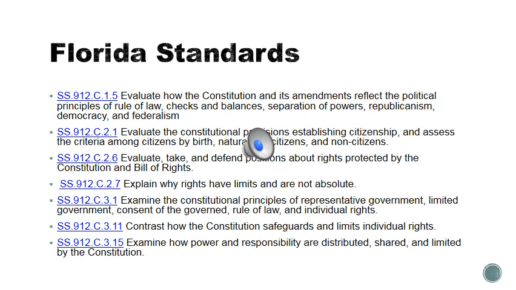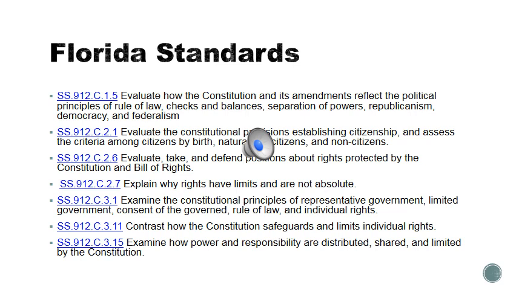Here are our Florida standards. We're going to evaluate how the Constitution and its amendments reflected the political principles of rule of law, checks and balances, separation of powers, republicanism, democracy, and federalism. Evaluate the constitutional provisions establishing citizenship and assess the criteria among citizens by birth, naturalized citizens, and non-citizens. Evaluate, take and defend positions about the rights protected by the Constitution and the Bill of Rights. Explain why rights have limits and are not absolute.